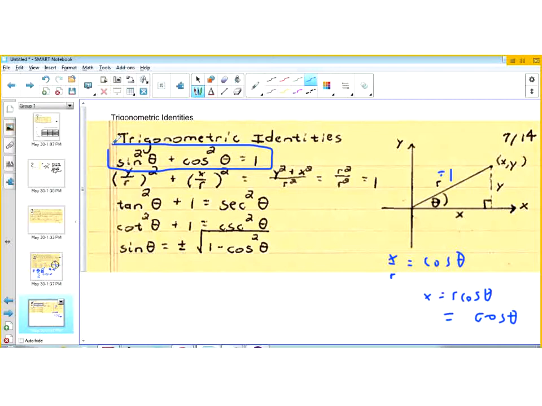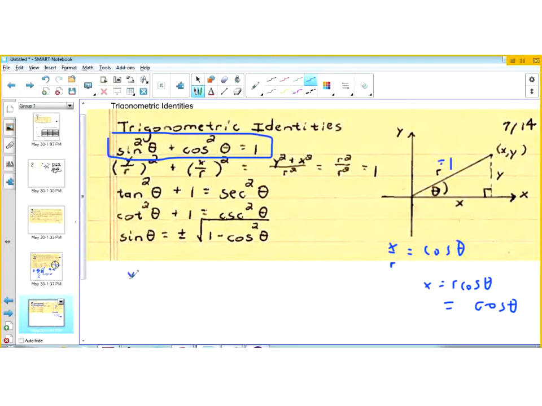Okay, so let's see what else. Now, if the radius were not 1, say the radius were greater than 1, we know sine theta is y over r, and cosine theta is x over r. So if we sum the squares of these two quantities, we'll have (y over r) squared plus (x over r) squared. That's equal to (y squared plus x squared) over r squared. And we know that x squared plus y squared is equal to r squared. So that's equal to r squared over r squared, which is equal to 1.